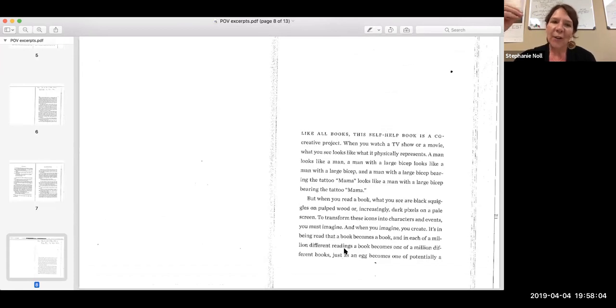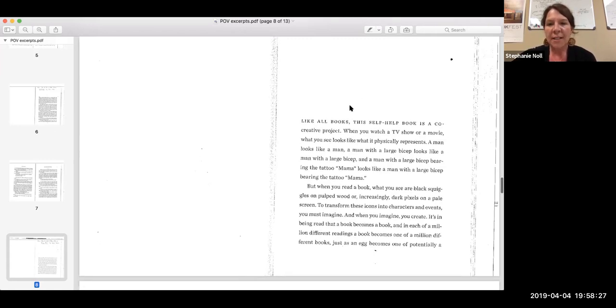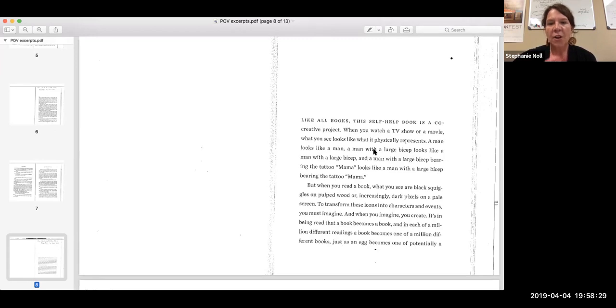This is something I really love because it's so rare that a writer pulls up the blinds and shows why they're doing what they're doing. And I feel like this writer does that, which is maybe why I cried at the end, because I did feel that thing that Holden Caulfield was talking about, where you really get to know the writer. I felt very intimate and connected to this book. So when he says, "Like all books, the self-help book is a co-creative project."